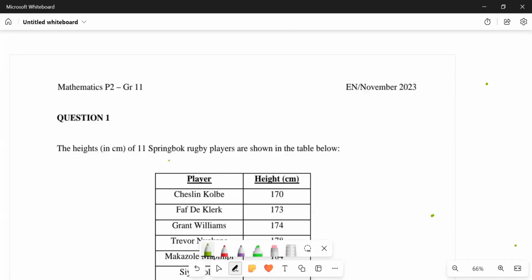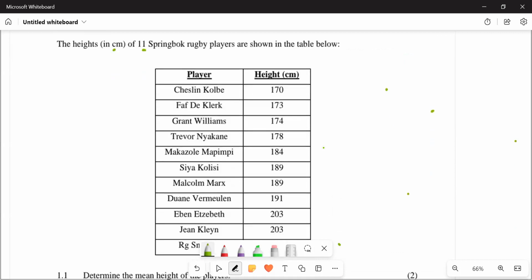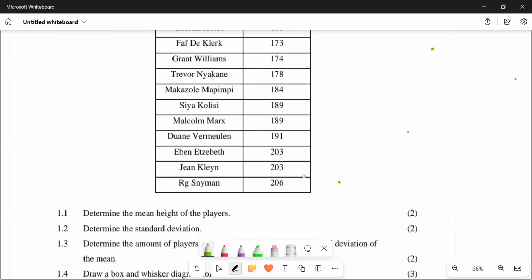Yeah, so we have our paper 2, question 1 from the Ekurhuleni district, November 2023. They say the height in centimeters of 11 Springbok rugby players are shown. So we have the following heights, which is 11 sets of data. The first question says to learners, determine the mean height of these players.